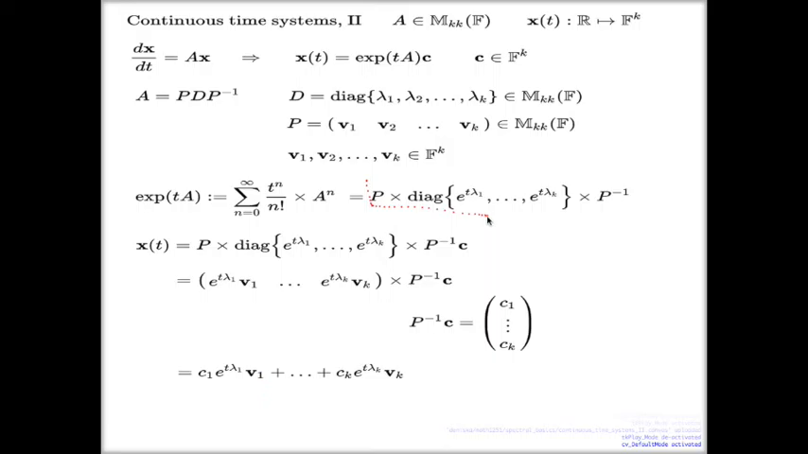So you will use this shortcut without doing this explicitly, but back in your head, you have to remember that you can only use this shortcut if the matrix is diagonalizable, so it has enough linearly independent eigenvectors. Any questions?